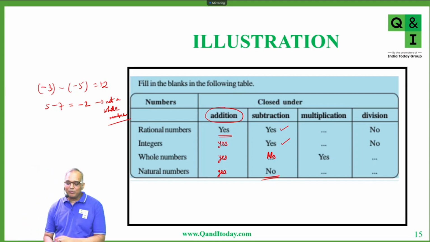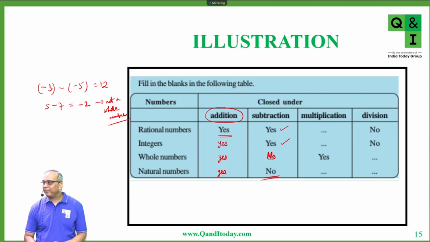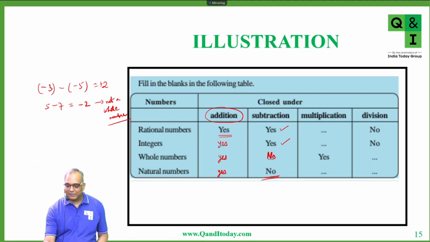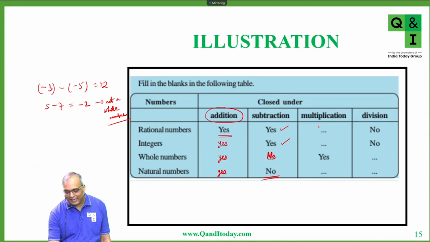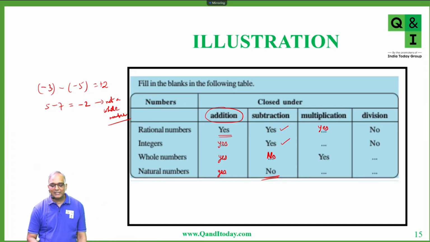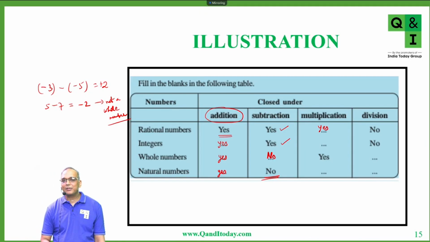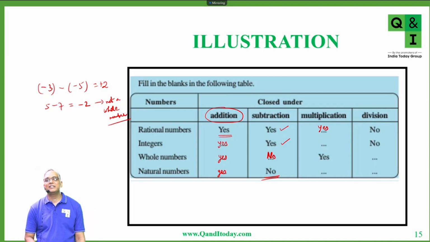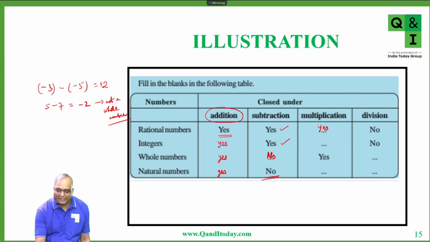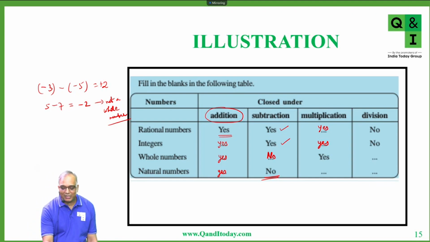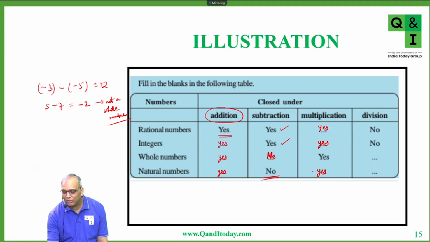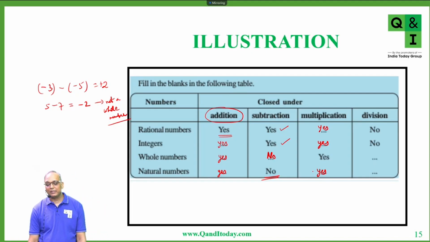Now let's come to multiplication. When you multiply two rational numbers, what happens? You will always get a rational number. So yes, it is closed under multiplication. Are integers closed under multiplication? When you multiply two integers, do you get an integer? Yes, sir. Very good. Similarly, when you multiply two whole numbers, you will get a whole number. And when you multiply two natural numbers, again you will get a natural number.